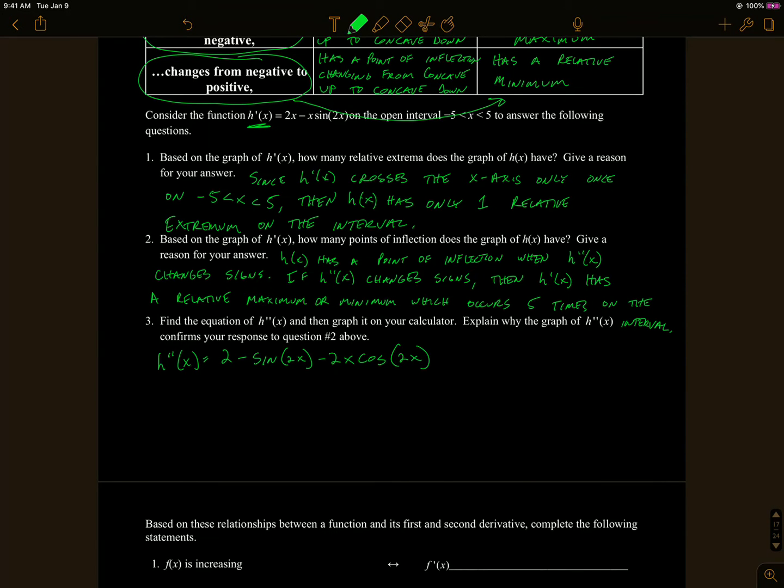So this is what you should have gotten for your second derivative. And we want to confirm what about question 2. So we want to confirm points of inflection. So we know on second derivative, points of inflection on the original function occur when the second derivative changes from negative to positive or positive to negative. So I'm looking for those x-intercepts where it actually crosses the x-axis. We want to see how many of those we have.